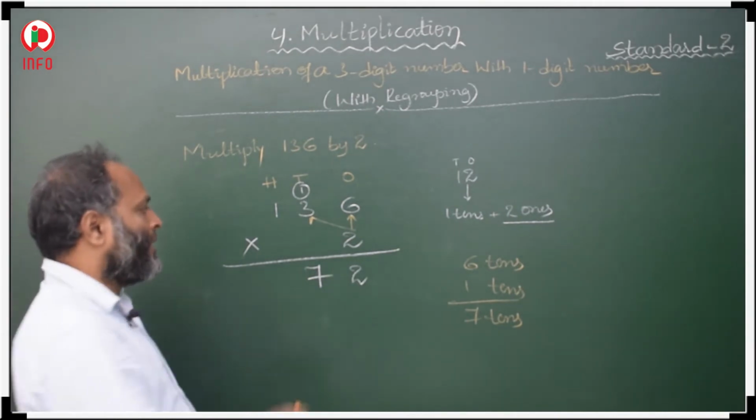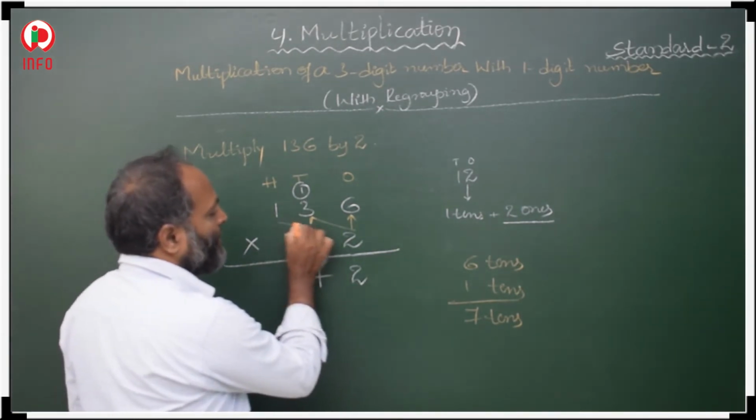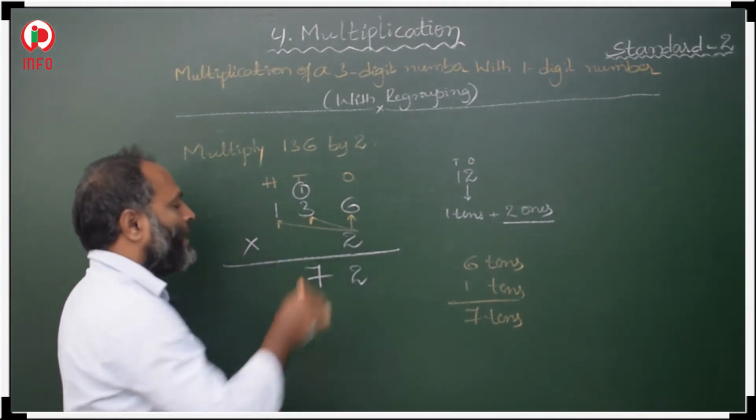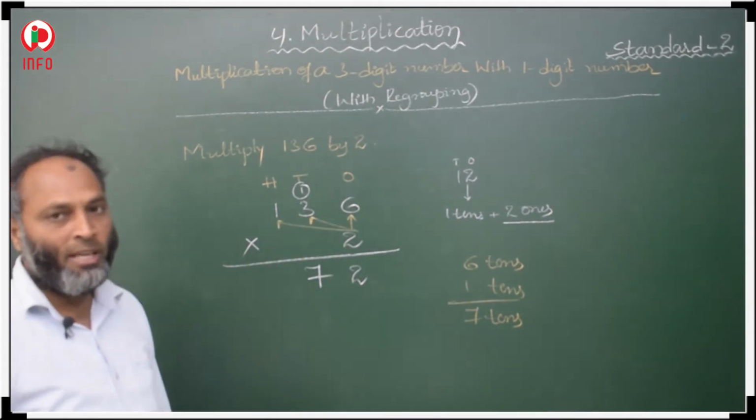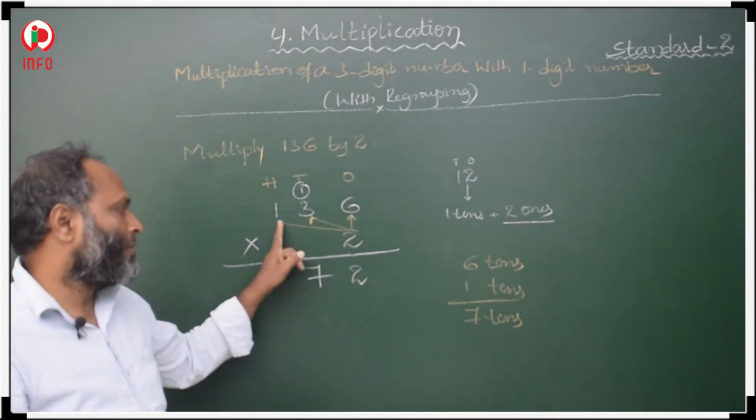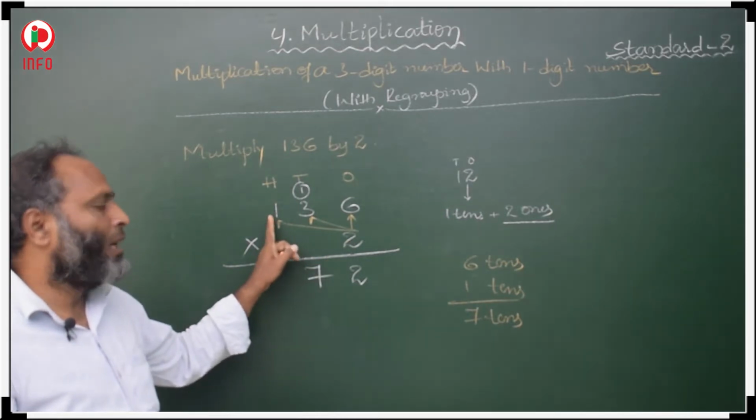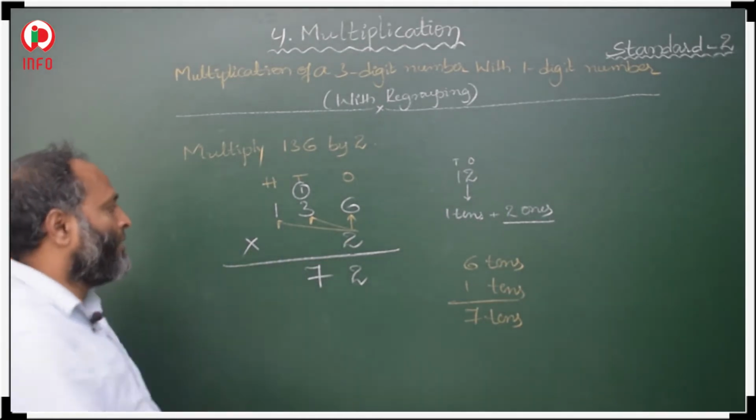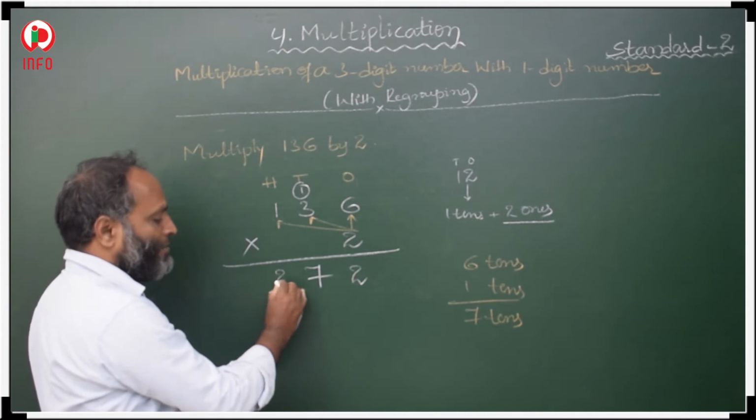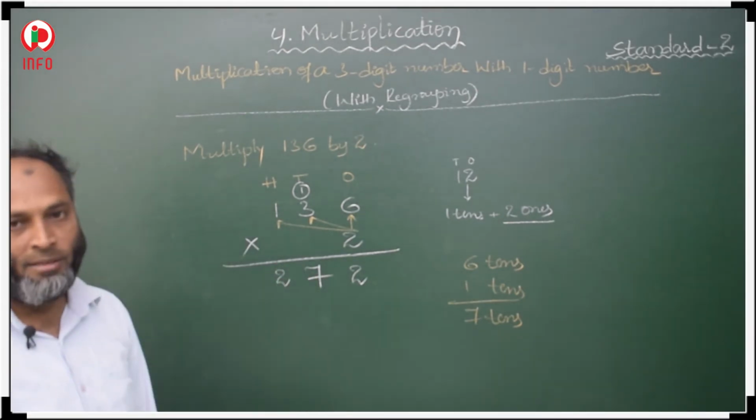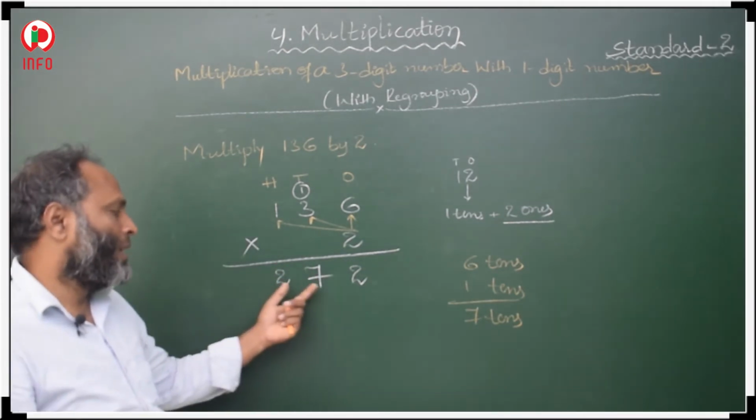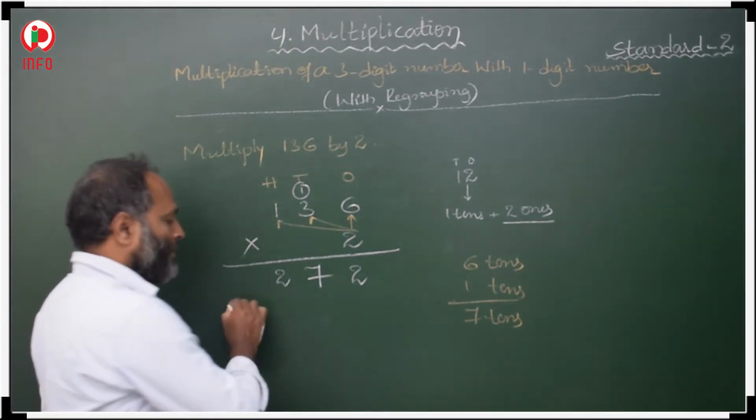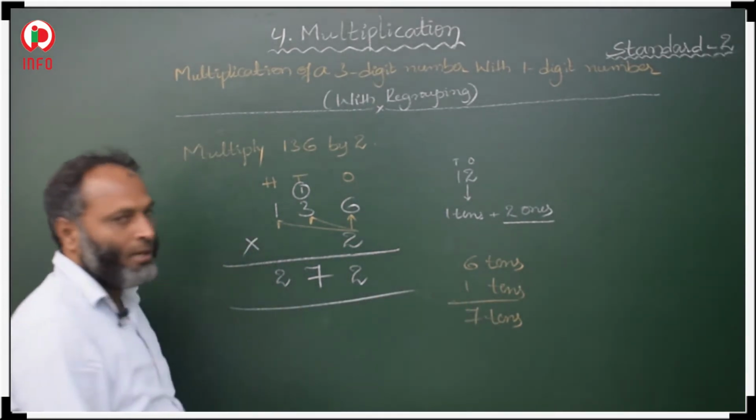Then after that, we have to multiply 2 with the hundreds place. What is there in the hundreds place? 1 is there. Now we multiply 2 with 1. 2 ones are 2 hundreds. So that 2 hundreds we have to write in the hundreds place. So that is 272 after regrouping, this is the product.